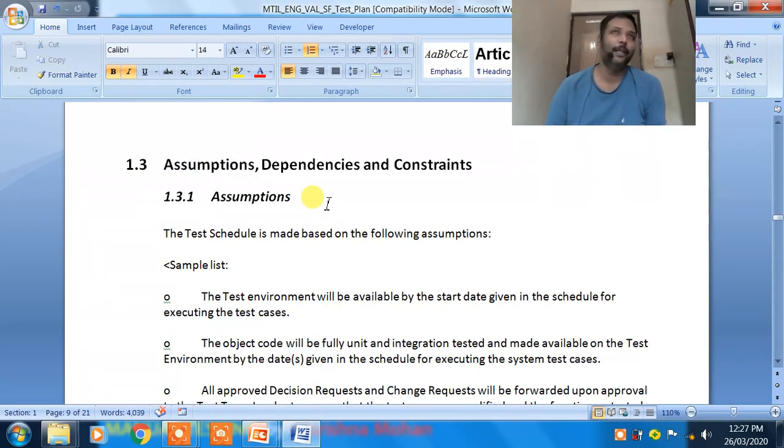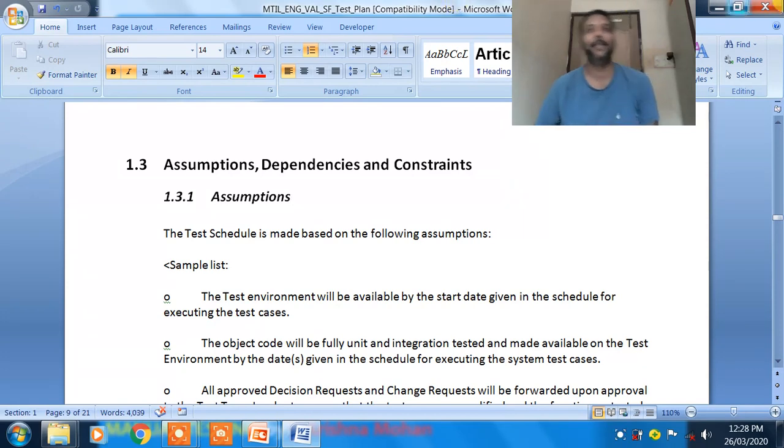Suppose you are doing any mobile application testing. We first test in a simulator, and afterwards we have to install the app on our mobile and test it on the real mobile. So what is our assumption? Our assumption is that the mobile OS is working fine. The mobile is not a defective mobile, it is a working mobile. That is the assumption. We assume that it is working fine and we will be doing the testing.